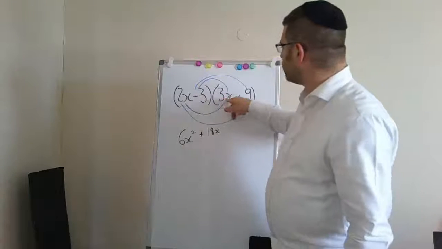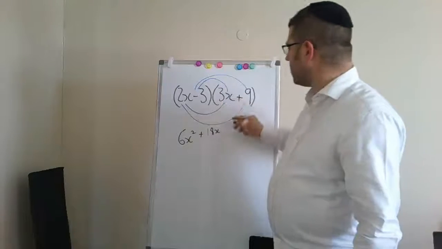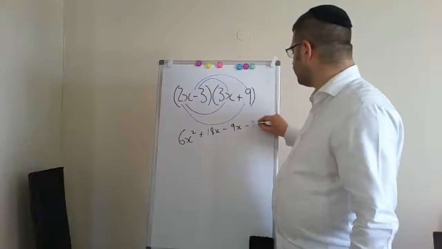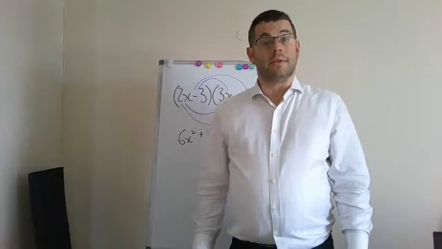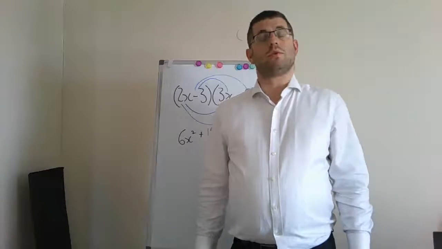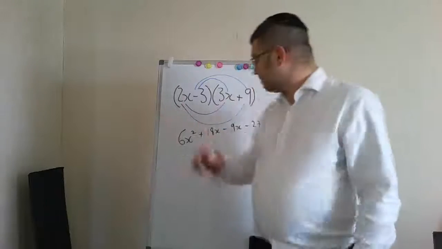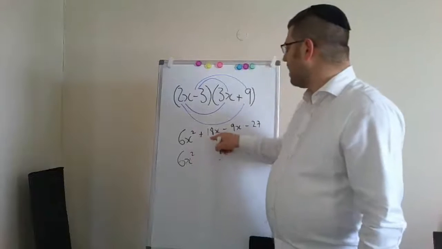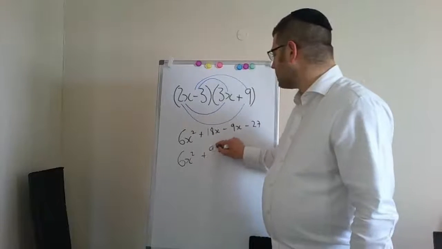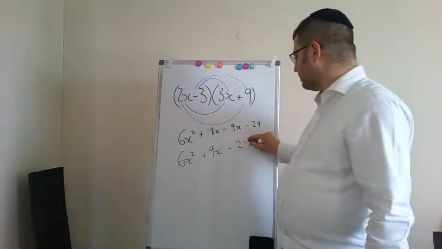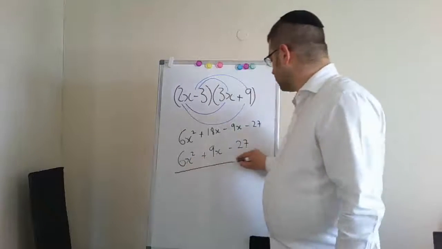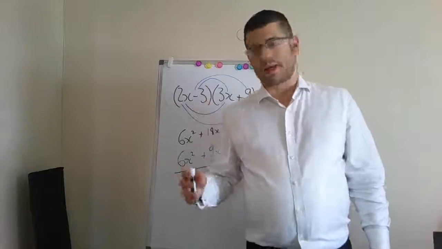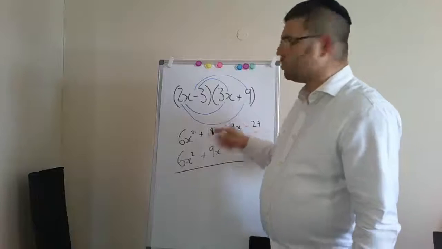Minus 3 times 3x, that's this blue arrow. Minus 3 times 3x is minus 9x. And finally, minus 3 times plus 9 is minus 27. Then, what we can do is simplify. Like terms: there's no other x squareds, so it's 6x squared. Plus 18 minus 9 is plus 9. And we have a quadratic: 6x squared plus 9x minus 27, because of those two middle terms.